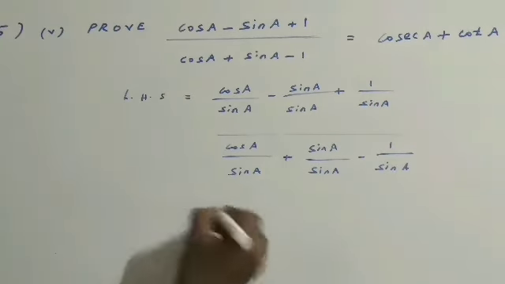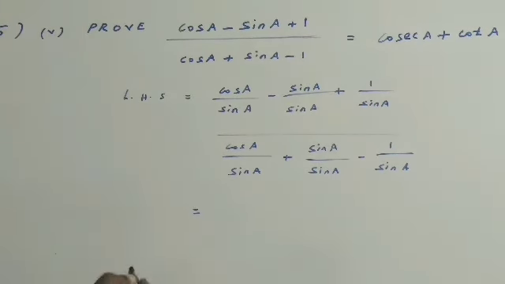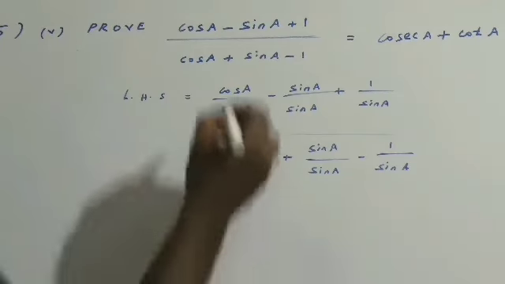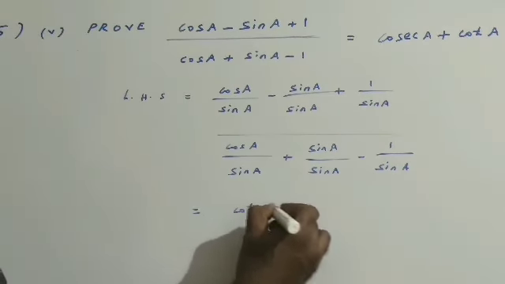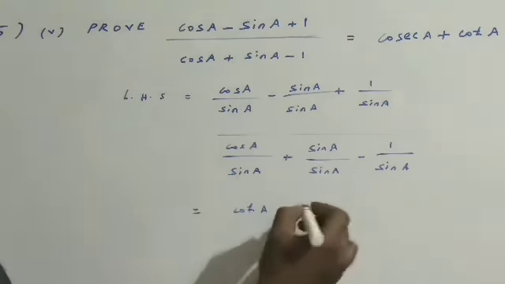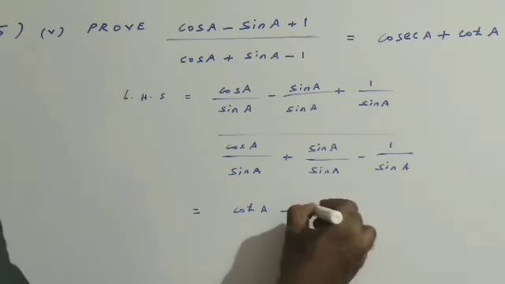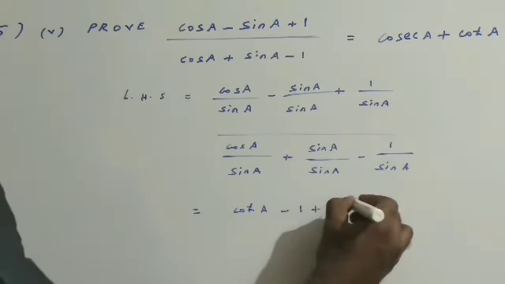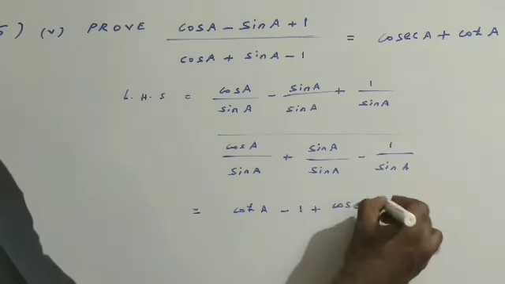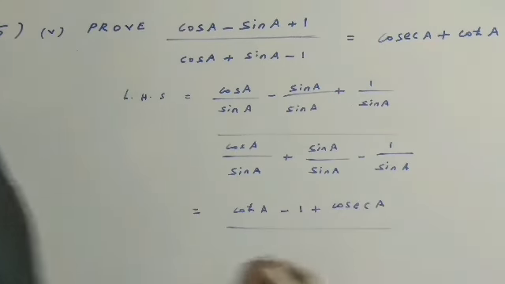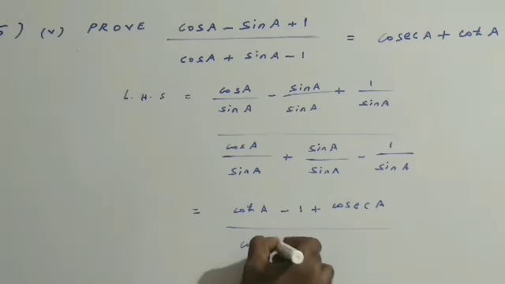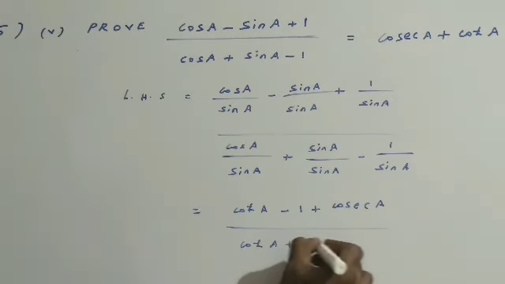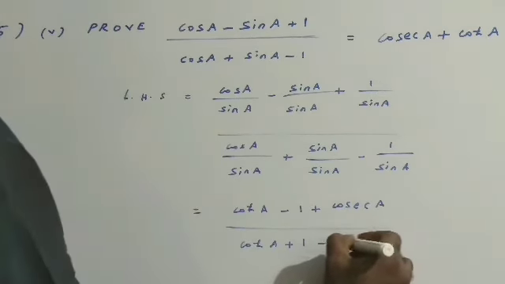We know from the identity that cos A by sin A equals cot A. So cos A by sin A gives cot A. Minus sin by sin cancels. 1 by sin is cosecant A. In the denominator, cos A by sin A gives cot A, plus 1, minus 1 by sin A, that is cosecant A.